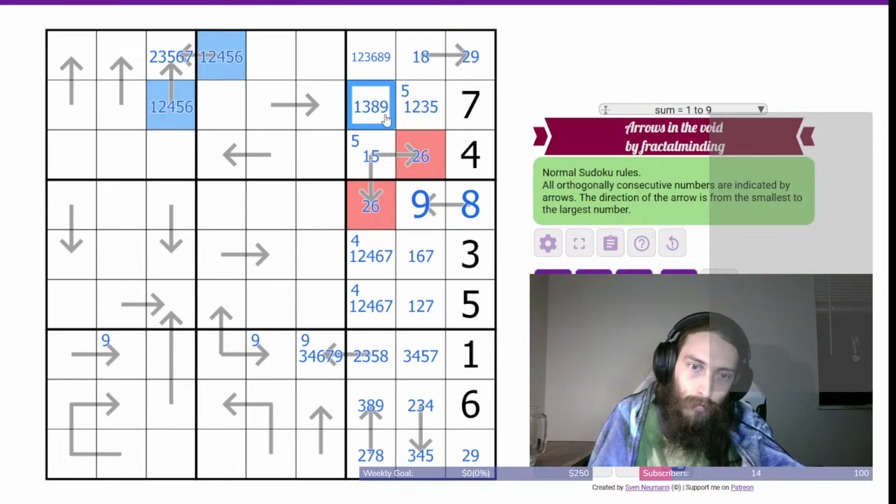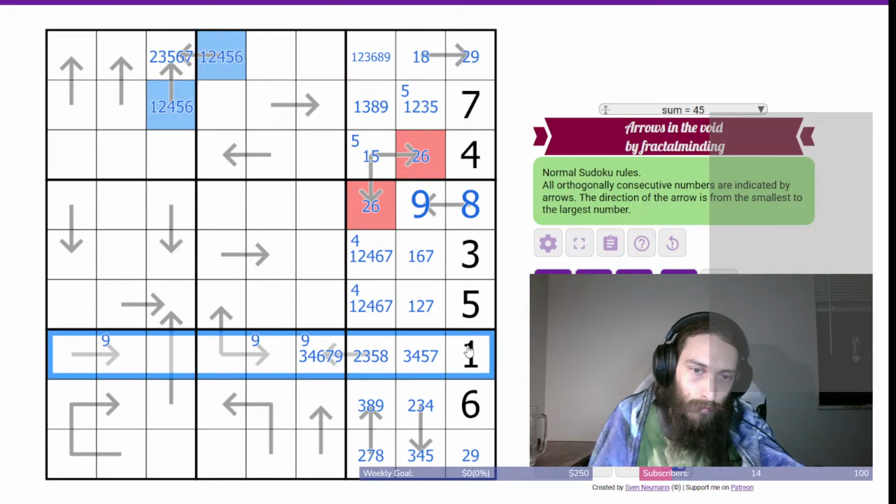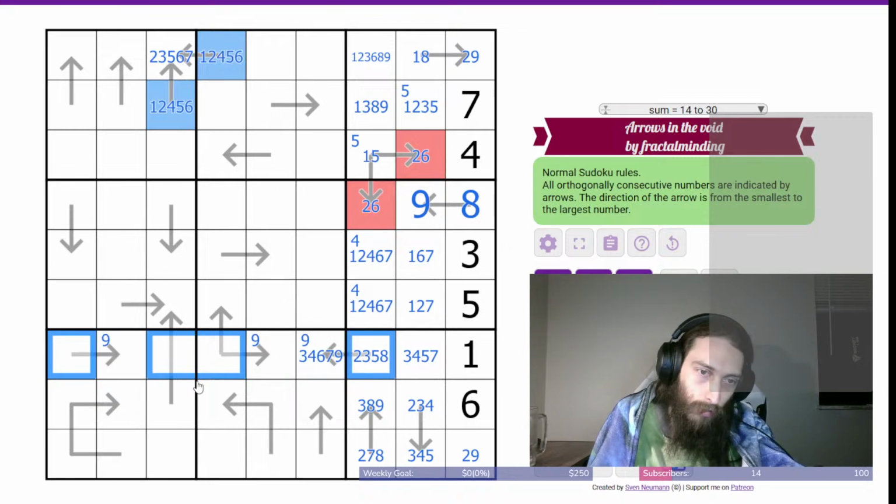Going back to row 7, if we look at where 2s are, it can't be on an arrow point. Because it's going to have to be preceded by a 1. Right. Yeah, but there's one possibility. So we can't eliminate the 3 because it could be there. Yeah.